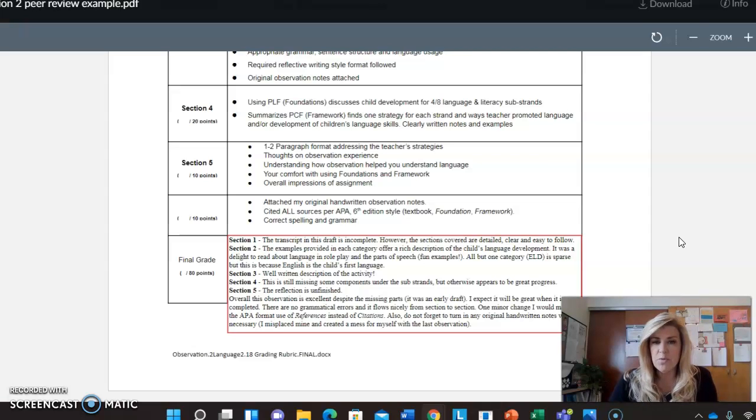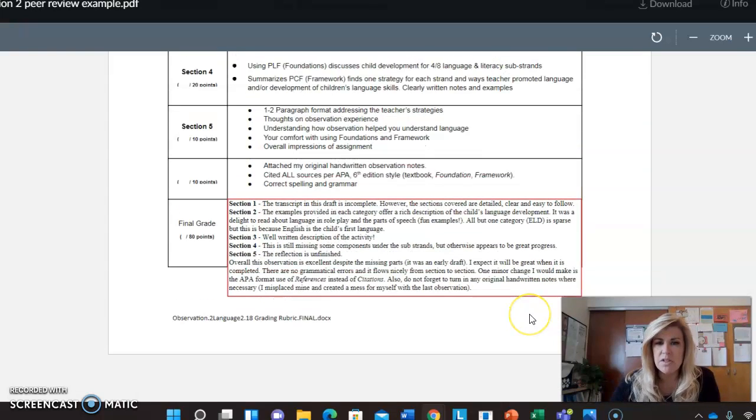Section 3, well-written description of the activity. Section 4, this is still missing some components under the substrand, but otherwise appears to be great progress. Section 5, the reflection is unfinished. Overall, this observation is excellent despite the missing parts. It was an early draft. I expect it will be great when it's completed. There are no grammatical errors and it flows nicely from section to section. One major, or minor, I should say, change I would make is the APA format: use references instead of citations. And also do not forget to turn in any original handwritten notes where necessary.